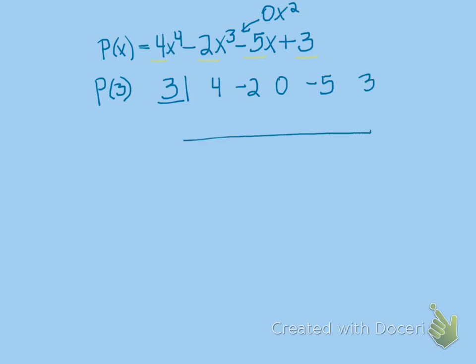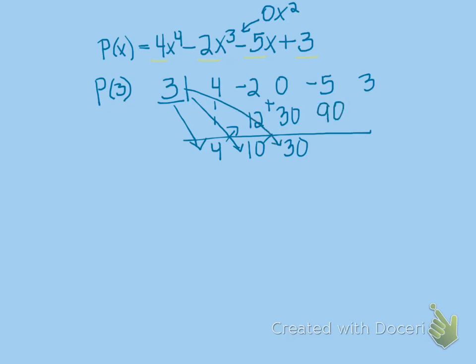Then, as in the last process, I bring down the first number, which is the 4, multiply, and then bring it onto the next column and add. So 3 times 4, that's 12. 12 plus -2 is 10. I take the 3 and multiply it by the 10, which is 30. Put it into the next column and add. Add 0 and 30, I get 30. Then 3 times 30 is 90. Put it into the next column and add, and that's 85.